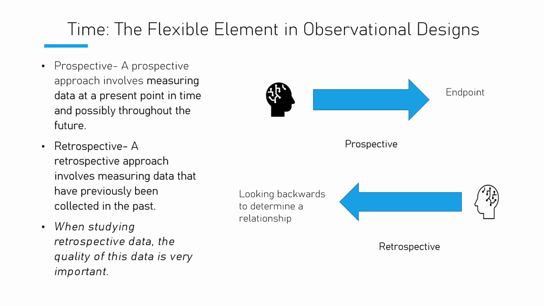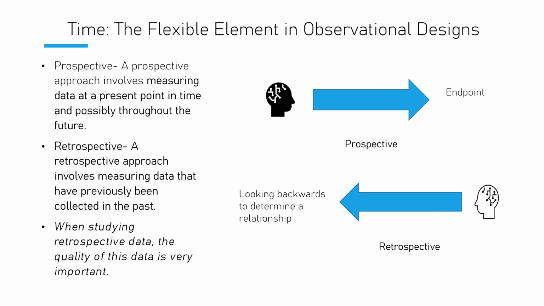So, one example of how we would do that, if we were looking at a group of people and then following them from the current point in time forward, that would be a prospective approach, okay, which means measuring data at a present time and possibly throughout the future. So right now, and then possibly into the future as well.